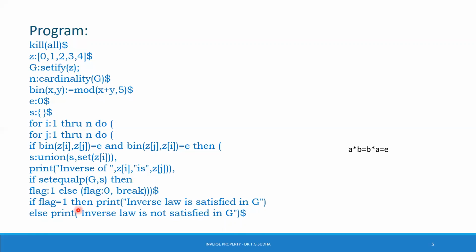If flag is equal to 1, then we print inverse law is satisfied in G. Else, if flag is not equal to 1, then we print inverse law is not satisfied in G. And here this print command, that is inverse of z of i is z of j, gives us the inverse of all the elements which exist. So this is the Maxima program to find the inverses of the given elements in the given set under the given binary operation.